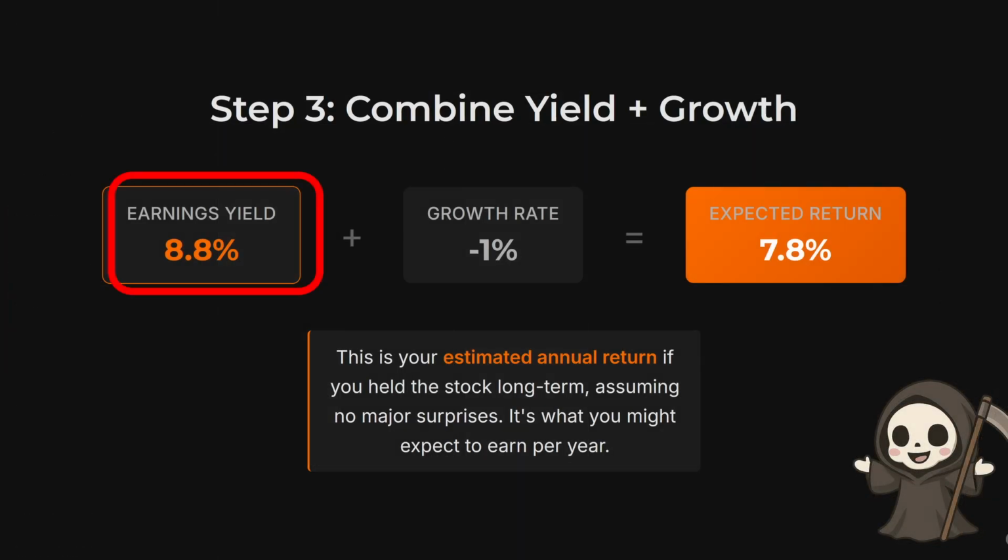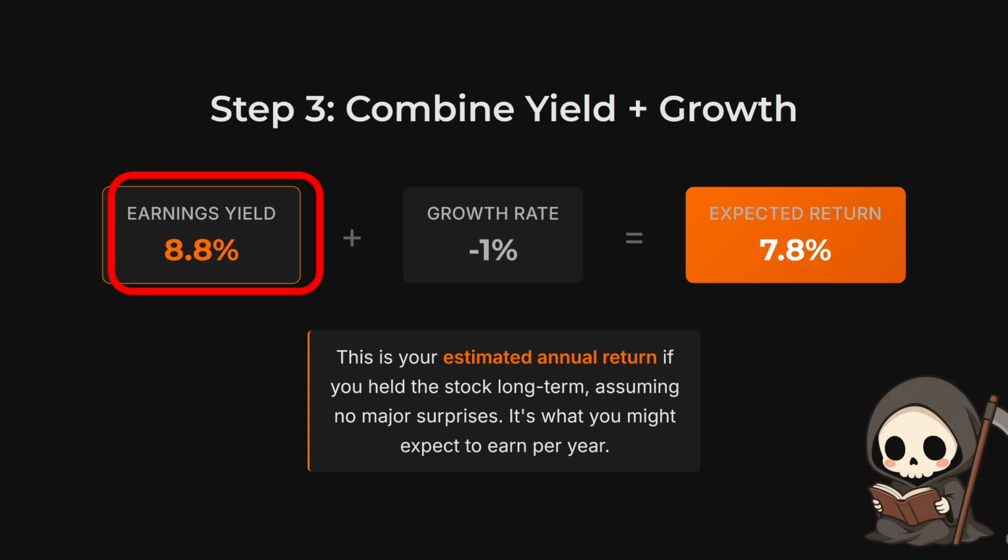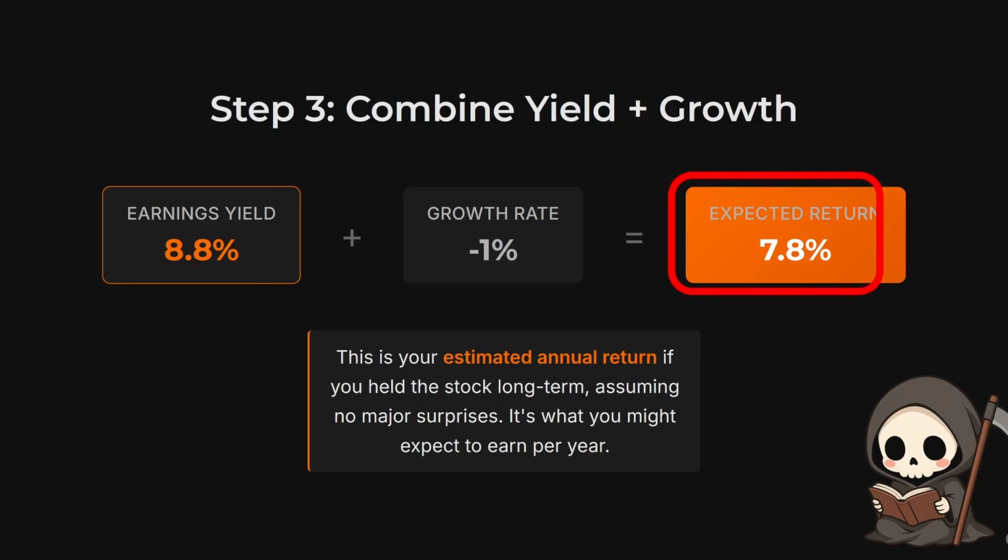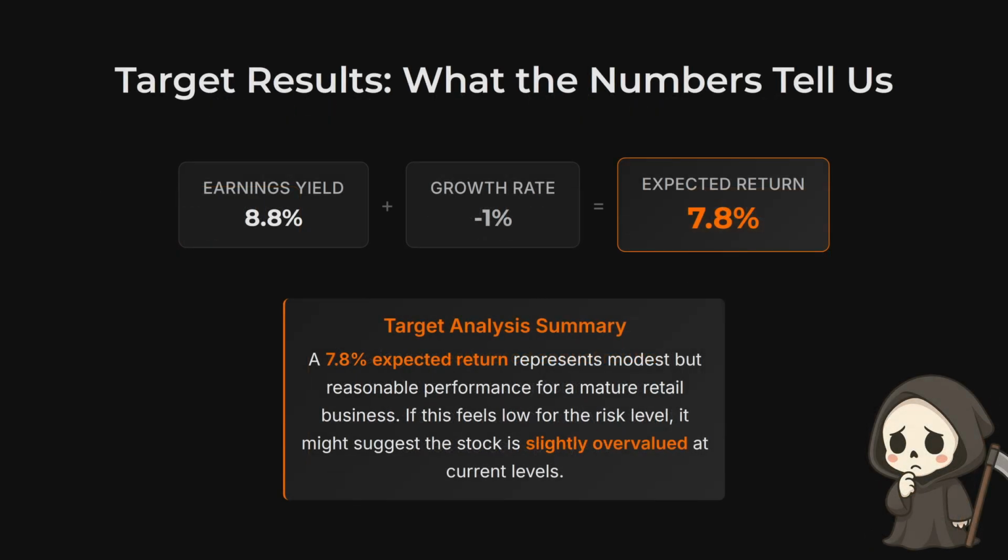Now we just combine our forward earnings yield with our growth assumption. 8.8% earnings yield plus negative 1% growth equals roughly a 7.8% expected annual return. That's what you might earn per year if you held Target stock long term, assuming no major surprises. If that number feels low for the risk, it might mean the stock's a little overvalued right now.